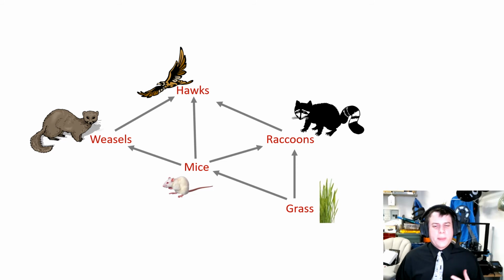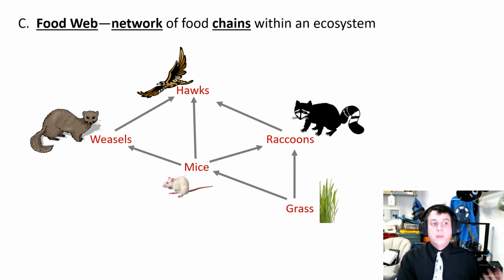So first off, take a look at this. You remember that I talked about food chains in the last video. Well, here we're not looking at a food chain, because a food chain shows just a single interaction. This right here is going to be a food web. It is a network of food chains. It's like if you had a bunch of chains all tangled together.